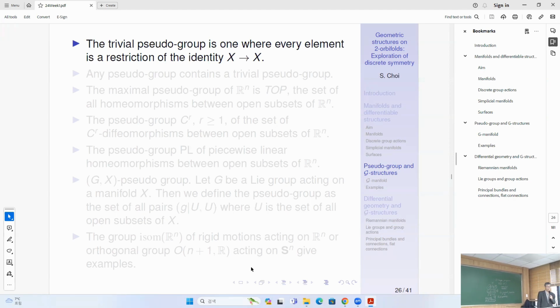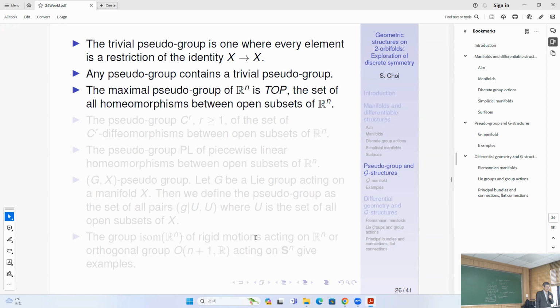The trivial sub-pseudogroup is one where every element is just a restriction of the identity. If you restrict the identity map to all the open sets, then of course that is a pseudogroup, because every property is satisfied. Any pseudogroup will contain the trivial pseudogroup, because every f has an f inverse, so when you compose, that gives you the identity.